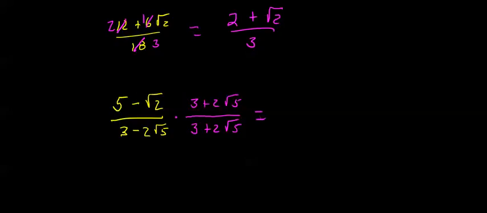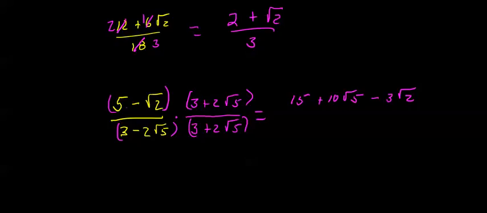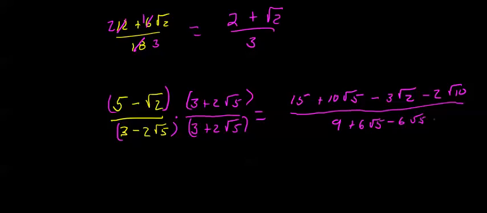And when we do that, now we have to do binomial multiplication, top and bottom. 5 times 3, 15. 5 times 2 plus 10 radical 5. 3 times radical 2 minus 3 radical 2. And radical 2 times radical 5, we have minus 2 radical 10. All over 9, 3 times 3, 3 times 2, 6 radical 5, minus 6 radical 5, minus, always going to be a minus here, 2 times 2, 4, radical 5 times radical 5, 5, 4 times 5.